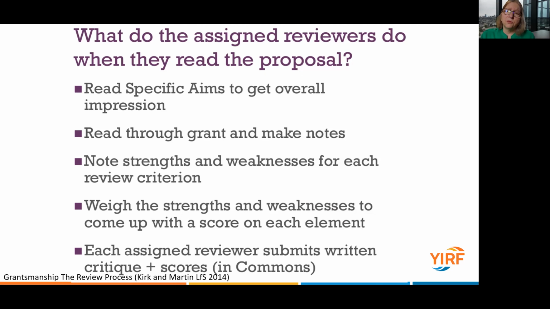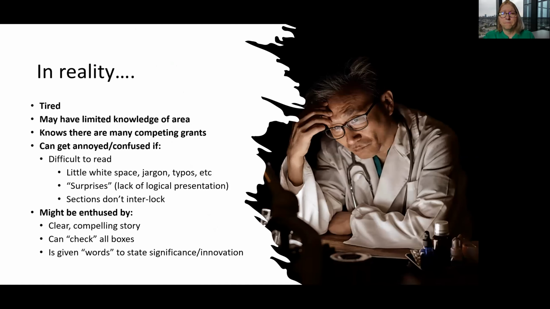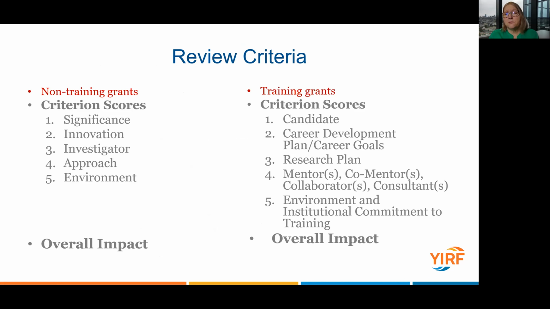They're also going to read through the grants. And again, as we'll talk about, after they get a feel for the grant as a whole, they'll rank the strengths and weaknesses of each of the criterion. So here are the criterion. We're going to focus on the training grants on the right, but very briefly, the non-training grants, or in this case, I'm going to refer to the R01 or the research grants, are scored slightly different than training grants.